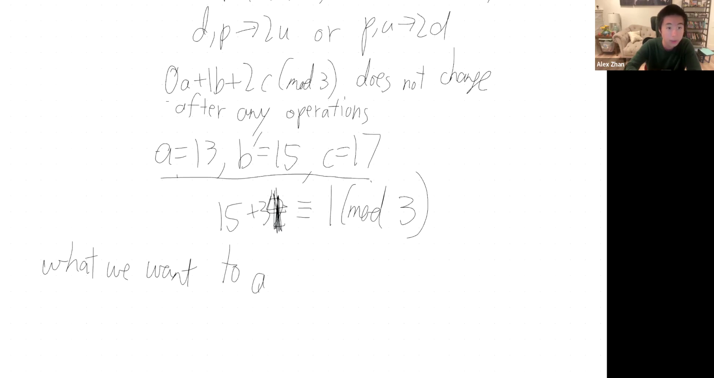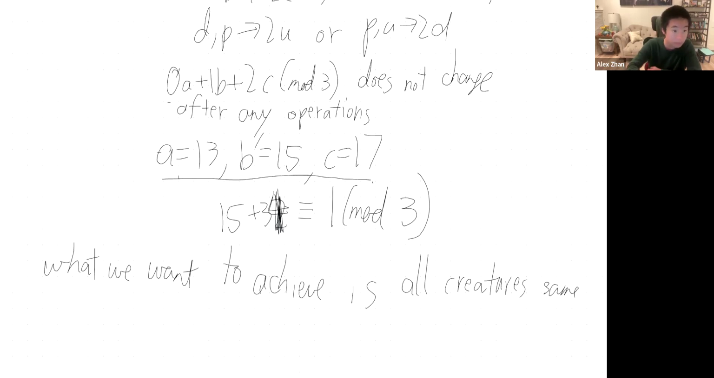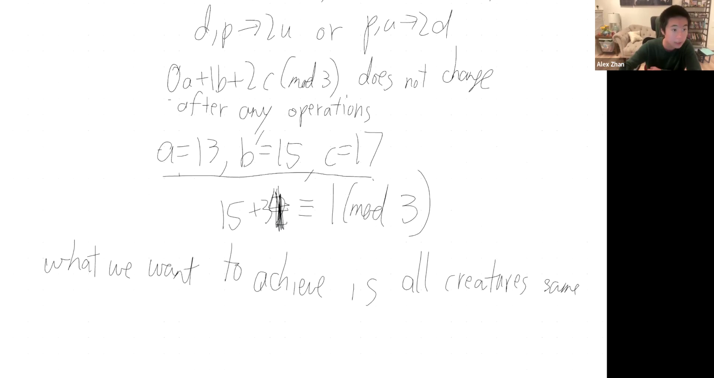So now what we want to achieve is all creatures the same. So all creatures same. So this could be, wait, why can I not annotate?